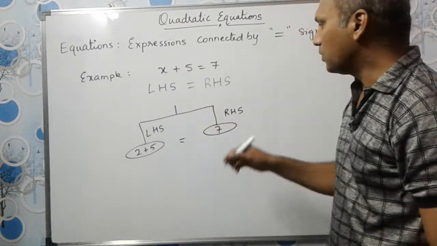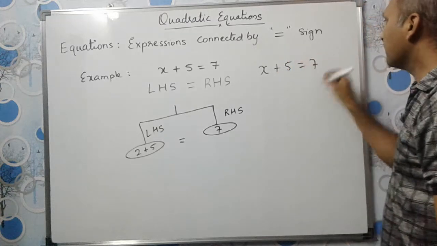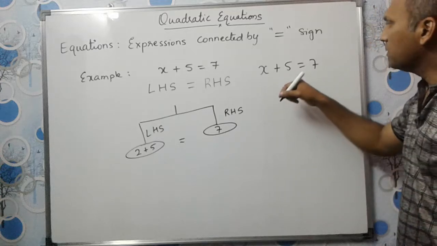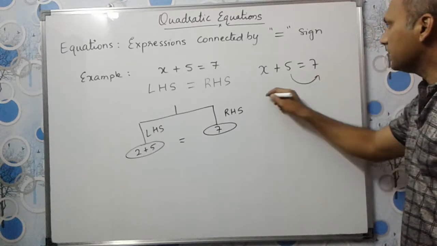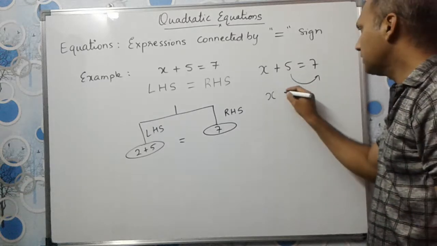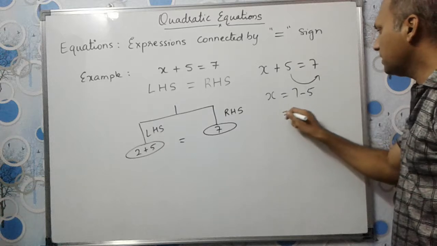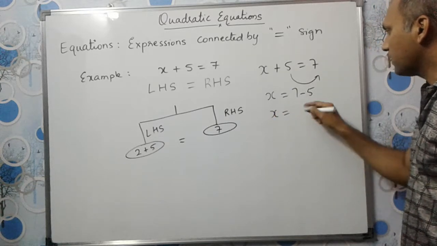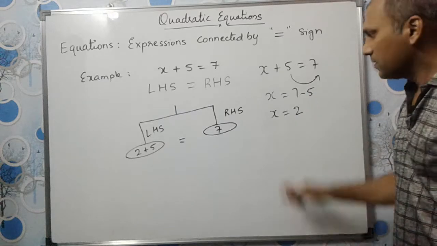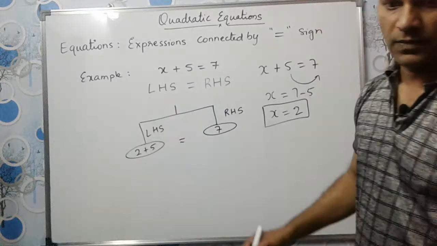Alright, there is one more method, like see here, x plus 5 is equal to 7. From this let us find the value of x. So what should we do? We should send this 5 on the other side. The terms which do not have x should be sent. So plus 5 goes on the other side, becomes minus. So 7 minus 5 is equal to 2. So this is how we got the value of x. x is equal to 2.